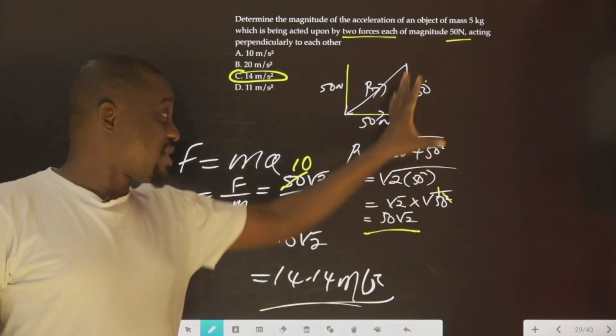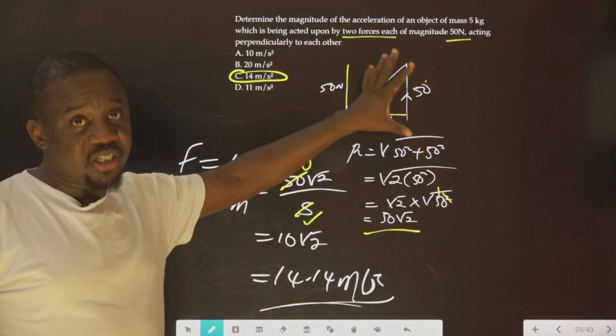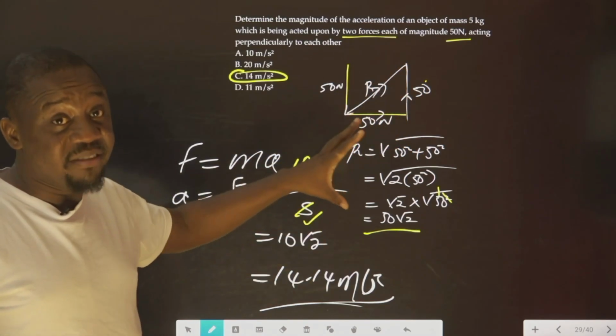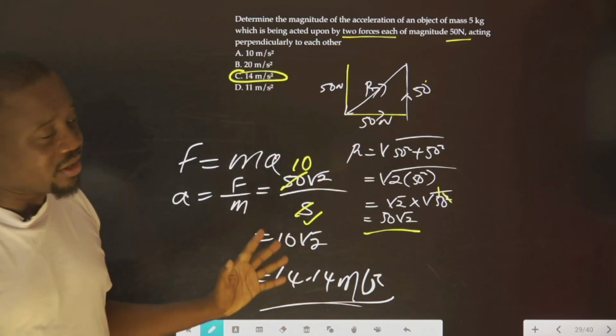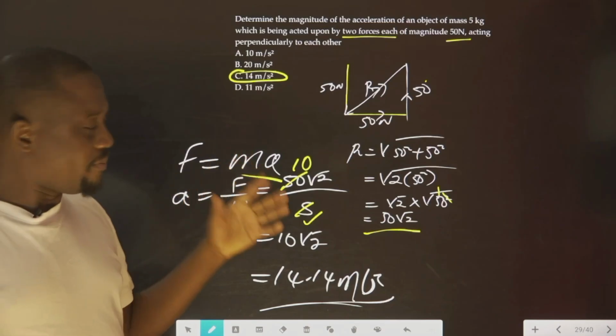Hope you understand this. This is where you should first of all know what to do: the resultant force, or the effective force of these two perpendicular forces. Once you do that, this is easy. Substitute, you get your answer. Okay? Let's look at this.